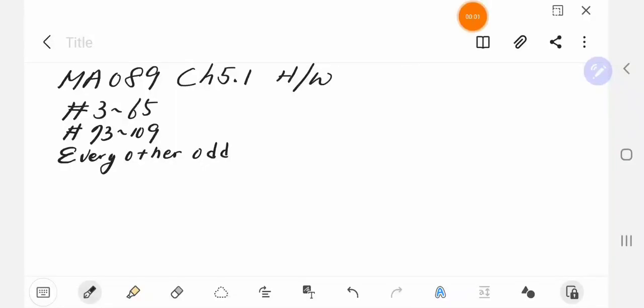Okay, Math 89, Chapter 5.1 homework. The problem numbers are 3 to 65 and 73 to 109, and we will do every other odd number.